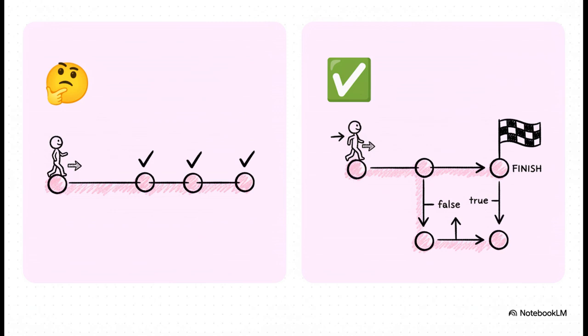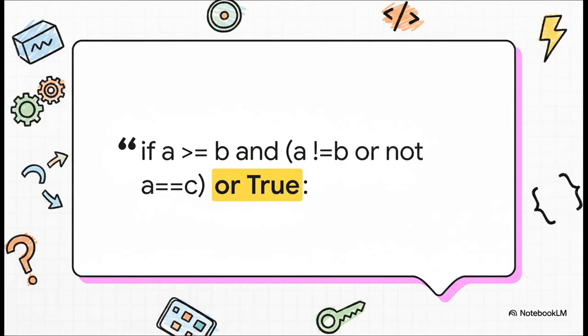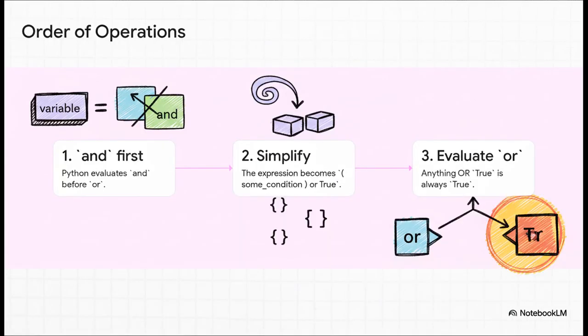This isn't just about being more efficient, it actually guarantees only one thing happens, which helps you avoid all sorts of weird bugs. So, what on earth happens when you run into a monster of a condition like this? I mean, it looks completely overwhelming. You've got and, you've got or, you've got not, but there's a really simple secret to solving it in an instant. Here's how you break it down.